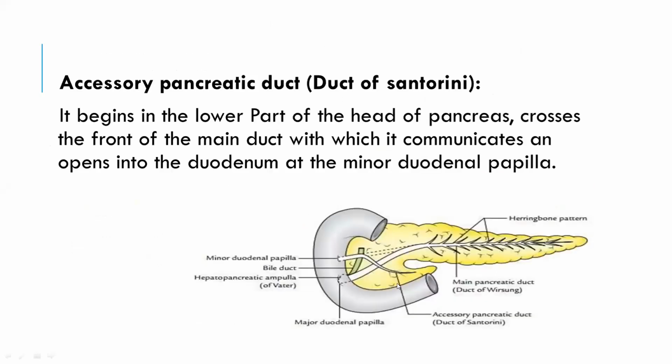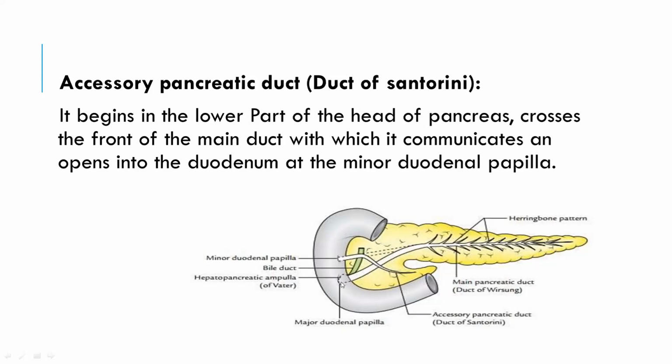And then the accessory pancreatic duct, otherwise called the duct of Santorini. It begins within the lower part of the head of pancreas, crosses the front of the main duct, that is the duct of Wirsung, with which it communicates, and opens into the duodenum at the minor duodenal papilla. Here you can see it.